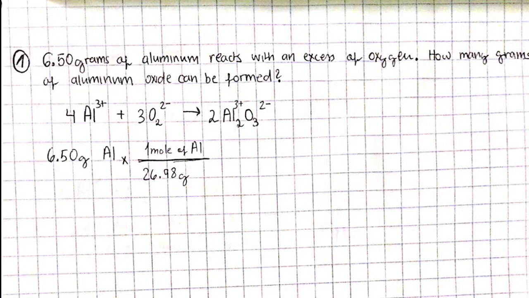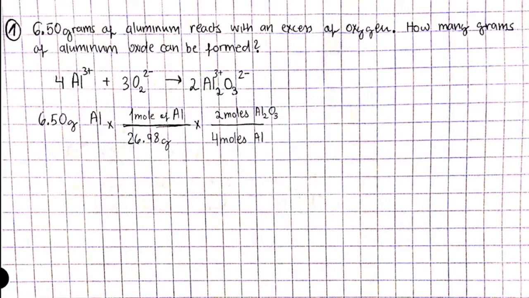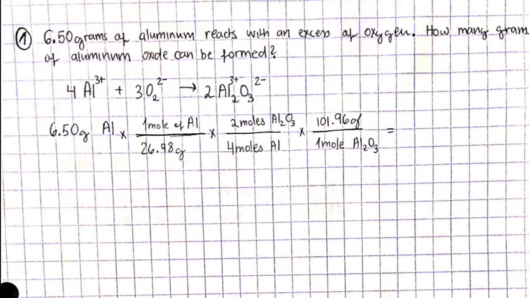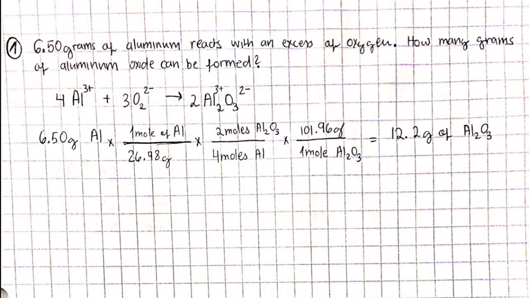I always like to look at the information that's provided in the video because most likely it is important and should be used. So we have 6.50 grams of aluminum and we're converting it to moles so we can use mole ratios. From there we can say that 4 moles of aluminum can make 2 moles of aluminum oxide. And because we are looking for grams of aluminum oxide, we need to write down how many grams there are in 1 mole of it. Perform the calculations and here is your answer.